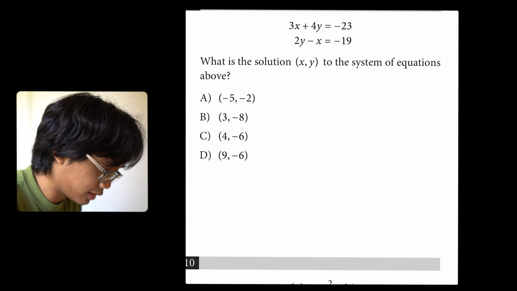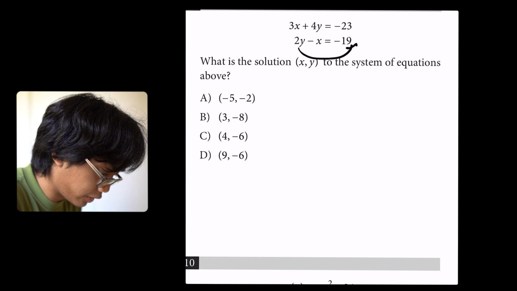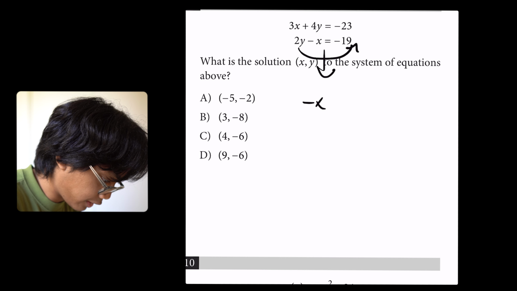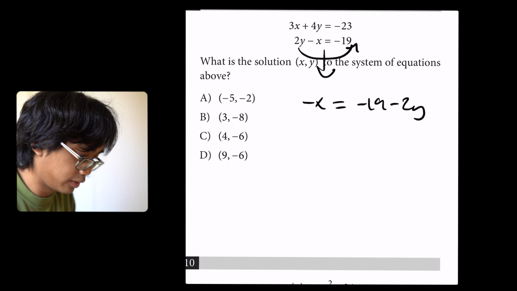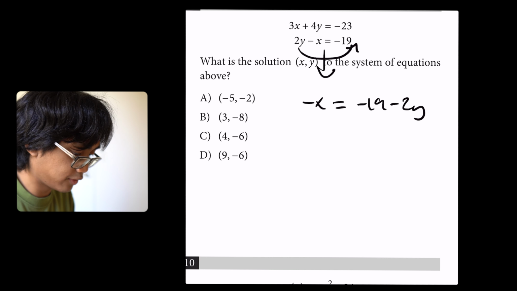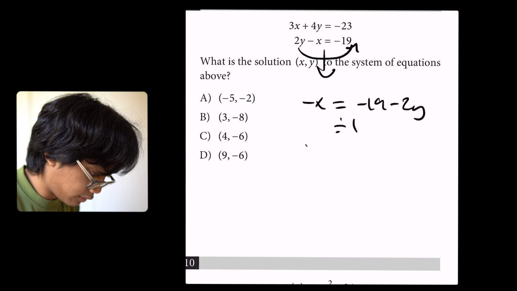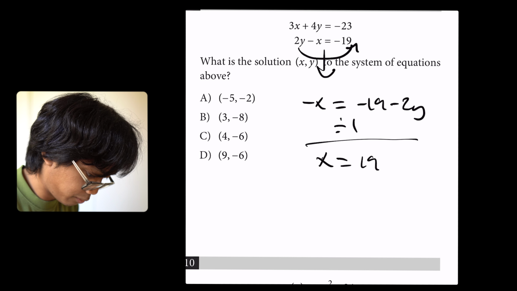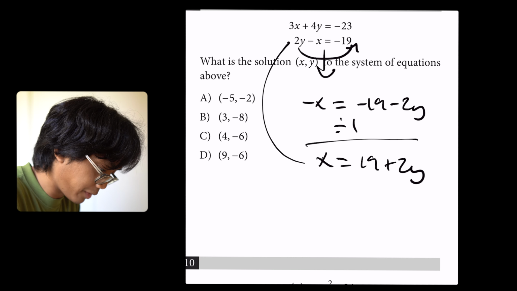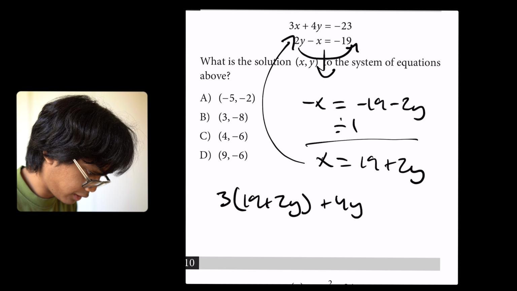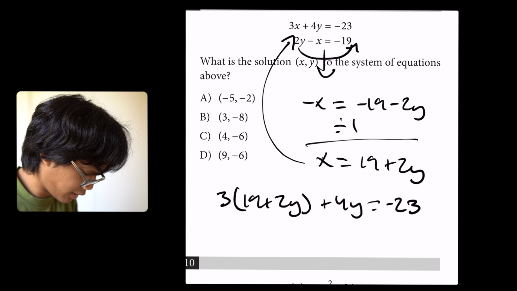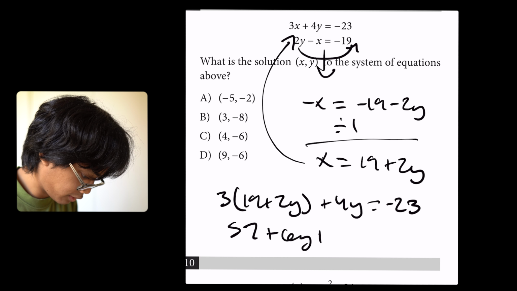So what we can do is take this 2y and bring it over here. So then that will give us negative x equals negative 19 minus 2y, and then divide by negative 1 to cancel out the negative sign on both sides. So we'll have x equals 19 plus 2y, and then we can substitute it back into the original. So we'll have 3(19 plus 2y) plus 4y equals negative 23. 3 times 19 is 57. 3 times 2 is 6.